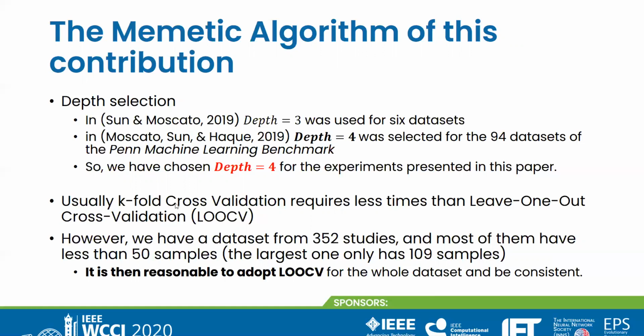We are also using k-fold cross-validation, but in this one we decided to use leave-one-out cross-validation. And the reason is that in this dataset, the largest one of the datasets has only 109 samples, and most of them have less than 50 samples. So it is reasonable to adopt leave-one-out cross-validation for the whole dataset and be consistent in that way.